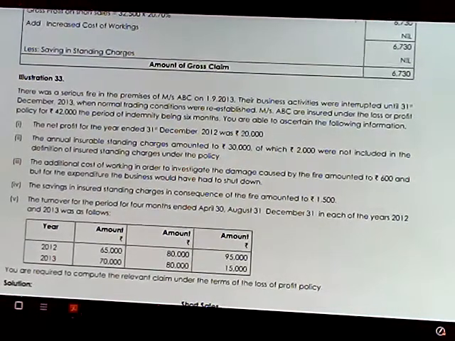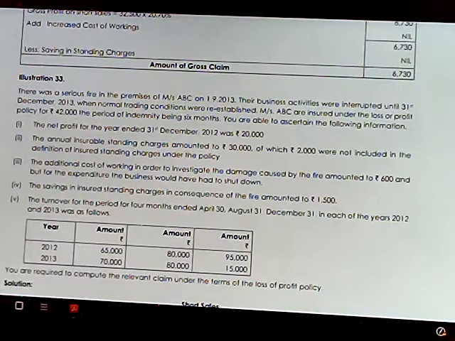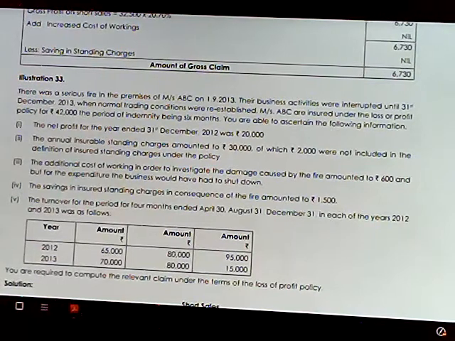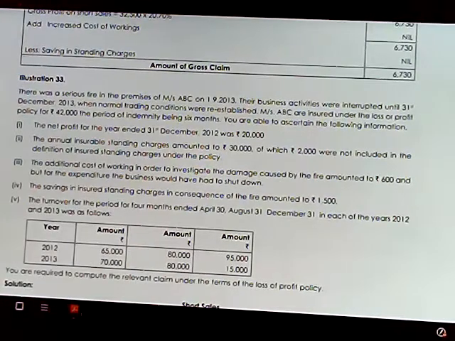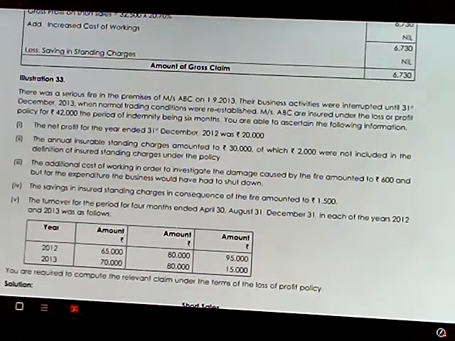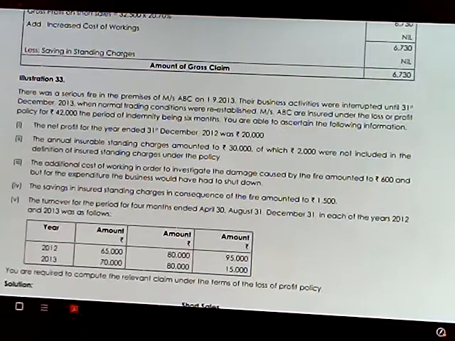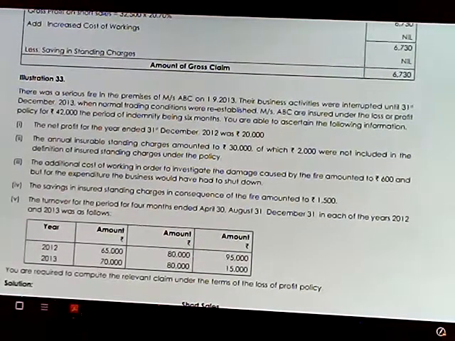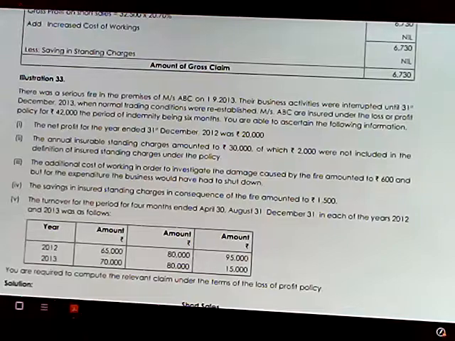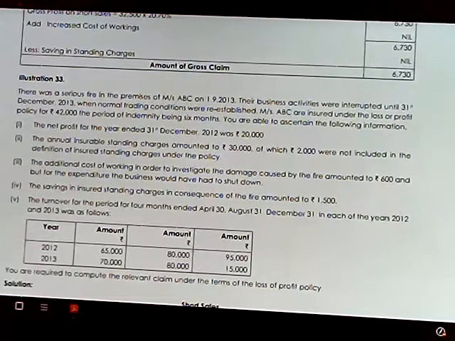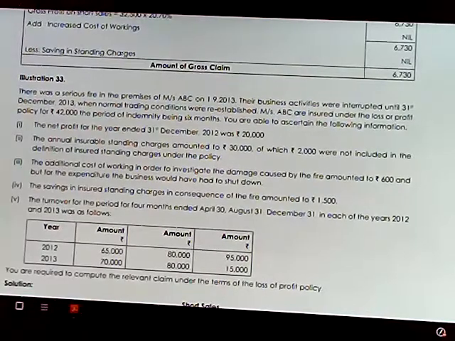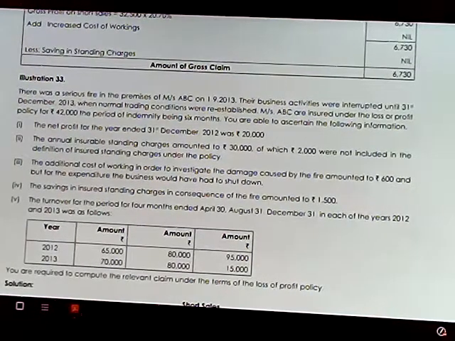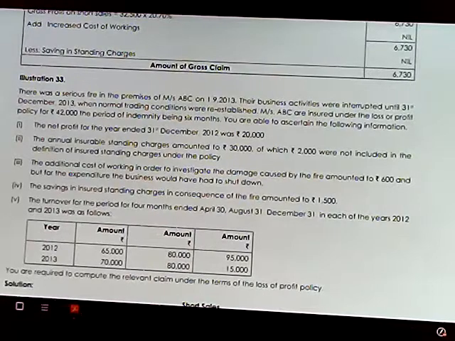Net profit for the year ended 31st December 2012 was 20,000. The annual insurable standing charges amounted to 30,000, of which 2,000 were not included in the definition of insured standing charges under the policy. The additional cost of working in order to mitigate the damage caused by fire amounted to 600, but for the expenditure the business would have had to shut down. The savings in insured standing charges in consequence of the fire amounted to 1,500.